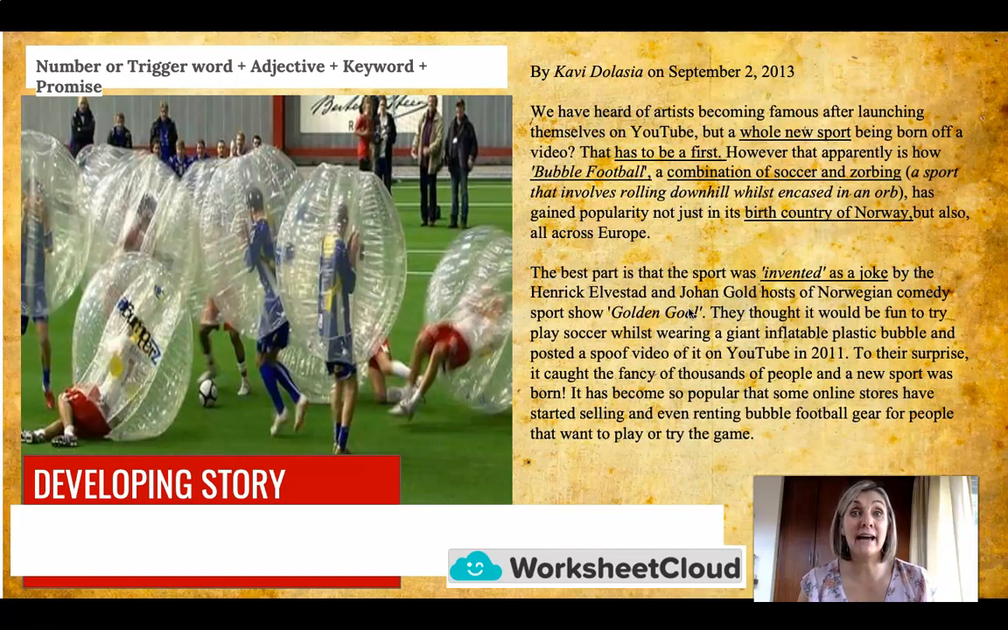However, that is apparently how bubble football, a combination of soccer and zorbing, a sport that involves rolling downhill while encased in an orb, has gained popularity not just in its birth country of Norway, but also all across Europe. Okay, so it says there later on that the best part is that the sport was invented as a joke. Okay, wow, what kind of headline could you come up with?